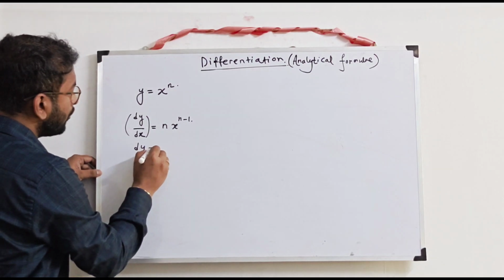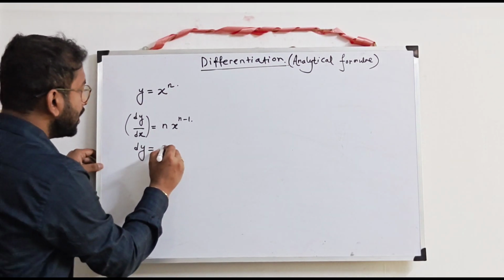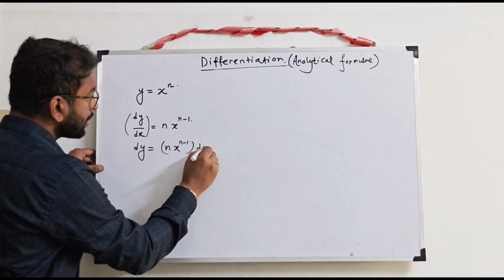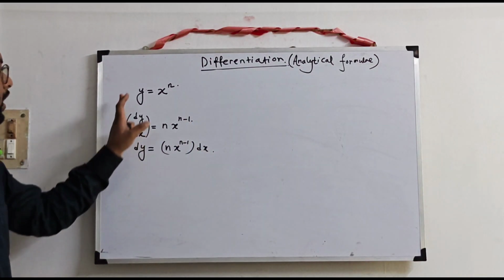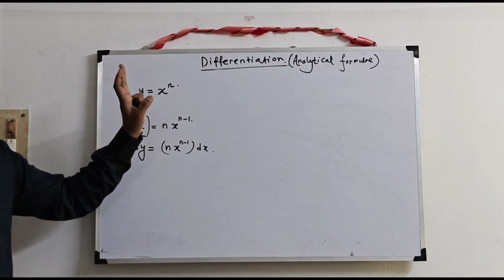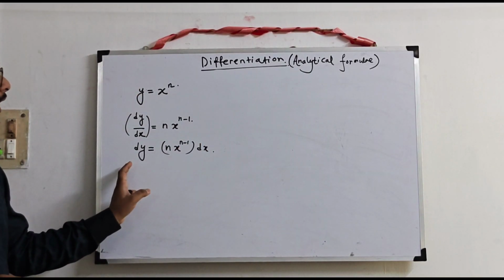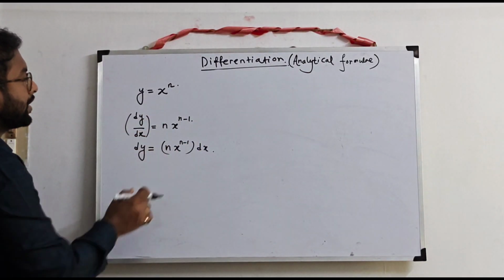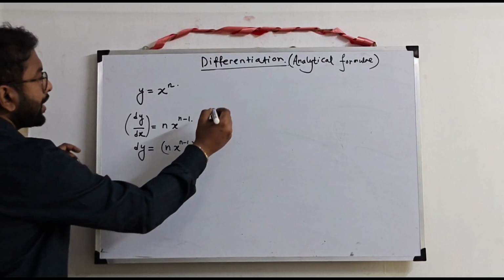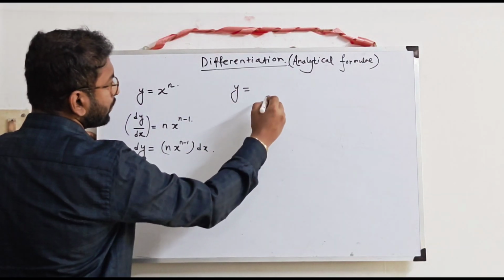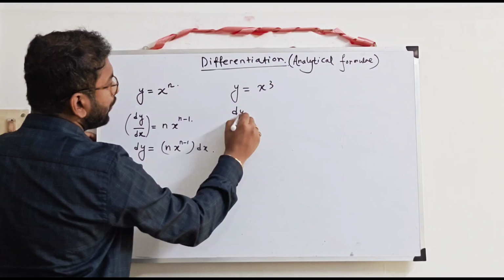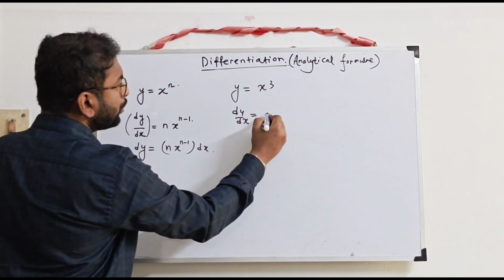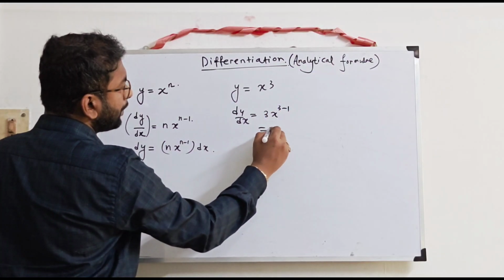So dy, the small change of y, is going to be n into x to the power n minus 1 multiplied with dx. Initially the relation of y was y equals x to the power n, but right now we are getting the relation of a small change in y with a small change in x. So dy by dx ultimately is n into x to the power n minus 1. Now let's take one example, let's say y equals x cube. Then the value of dy by dx, the slope of the graph at any particular point, is going to be 3 into x to the power 3 minus 1, that is 3x square.